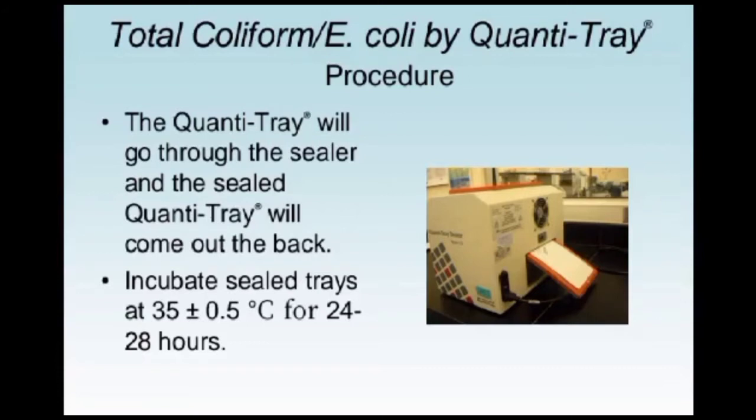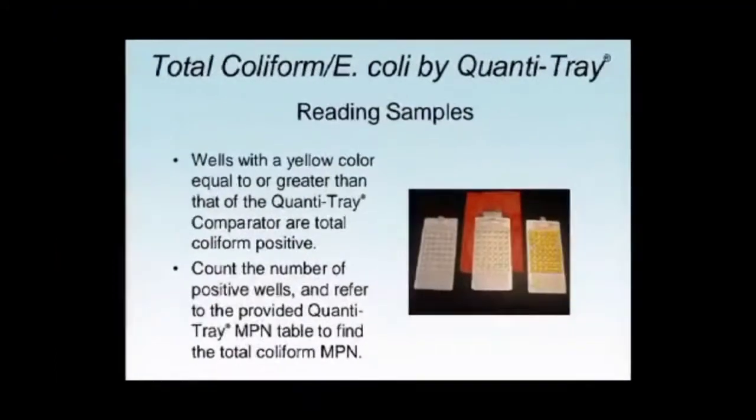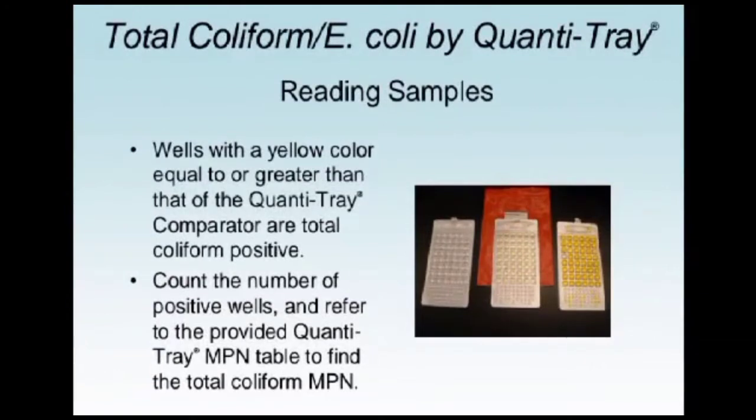Incubate the sealed trays at the given degrees Celsius for 24 to 28 hours. Then, wells with a yellow color equal to or greater than that of the Quanti-Tray comparator are total coliform positive. Count the number of positive wells and refer to the provided Quanti-Tray MPN table to find the total coliform MPN.